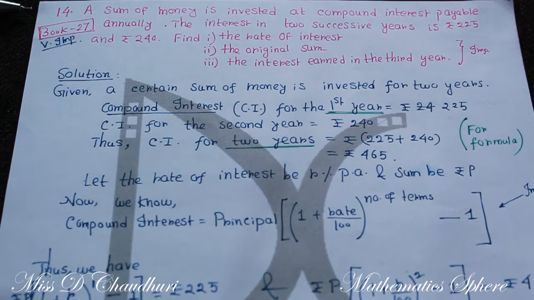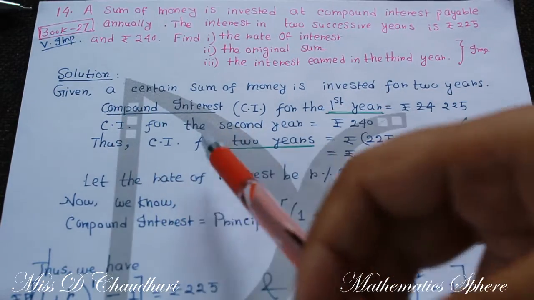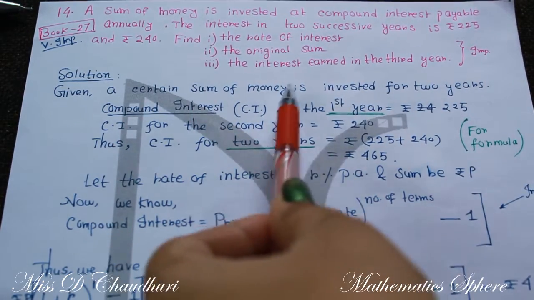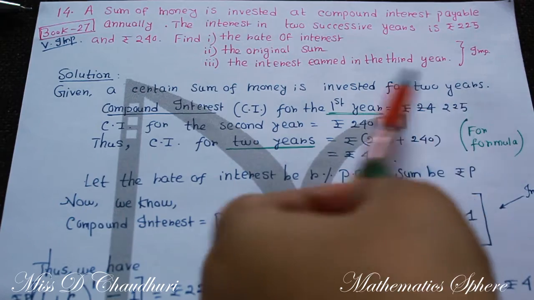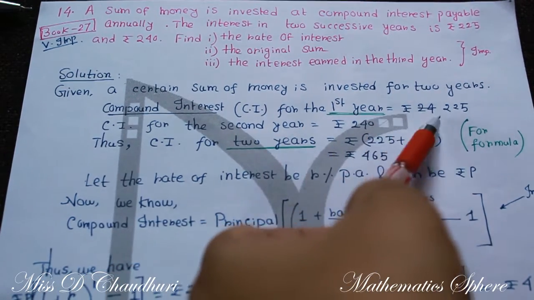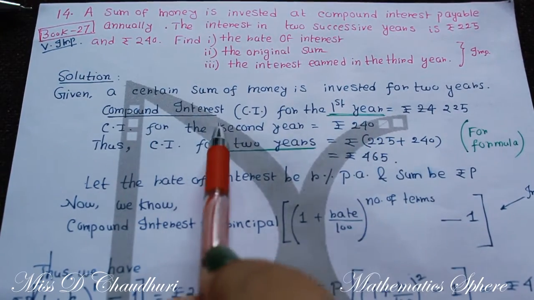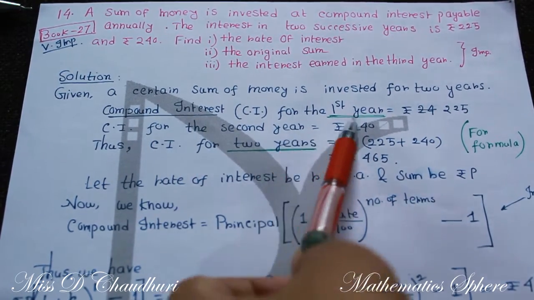If you do not read the questions properly, then yeah. Now see, so I am writing first, given a certain sum of money is invested for 2 years. Okay, because we do not know the sum. So compound interest for the first year is 225. Be careful, this is for the first year. And the compound interest for the second year is 240.